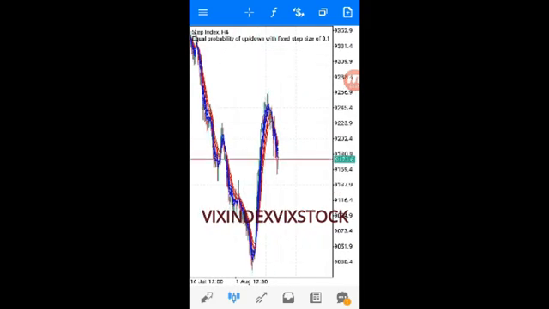But what you want to do is basically wait for these pullbacks and just catch that massive move. Wait for a pullback and jump in. That's basically how you can trade Step Index.